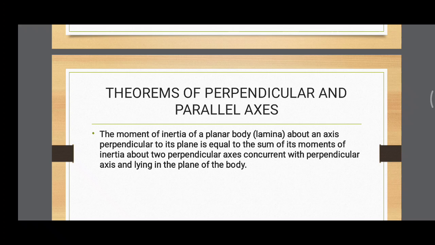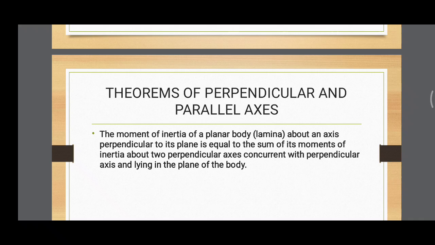So the first one: the moment of inertia of a planar body. Here the condition is that the body that we are considering should be planar, it should be in a plane. The moment of inertia about an axis perpendicular to its plane is equal to the sum of its moments of inertia about two perpendicular axes concurrent with the perpendicular and lying in the plane of the body. So that is the perpendicular axis theorem.